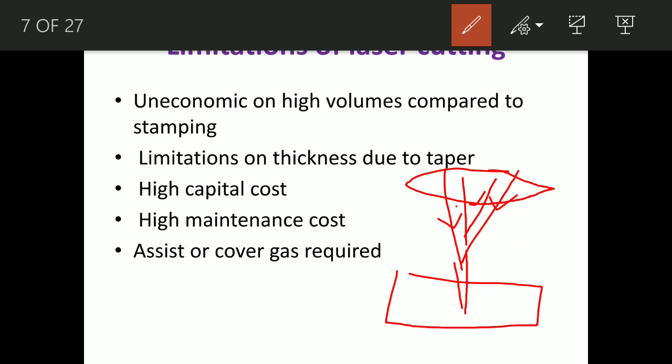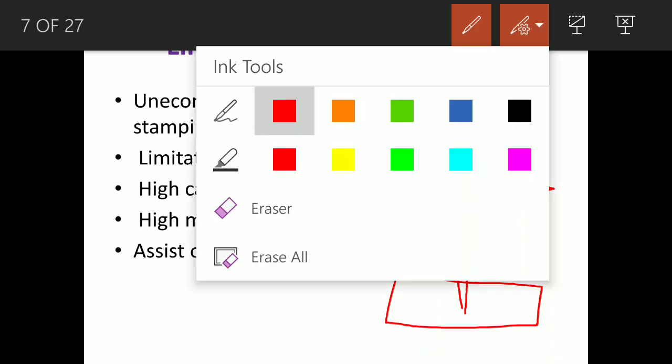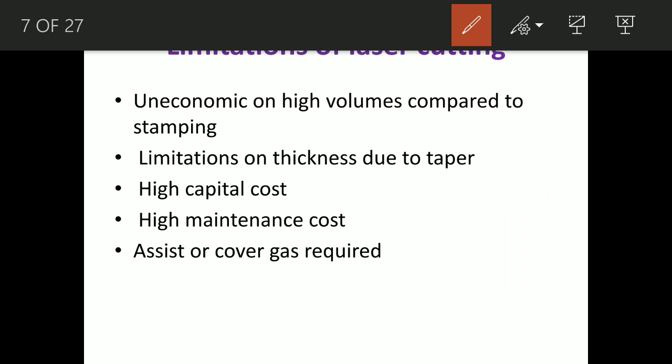Very large aspect ratio straight holes are not possible with laser beam machining. High capital cost: the initial cost is very expensive, because there are several units attached to the laser beam. A chiller unit is used to keep the laser beam unit cool, because a lot of energy is generated. To maintain its temperature we use a chiller unit, which is costly, and altogether it makes a costly setup.